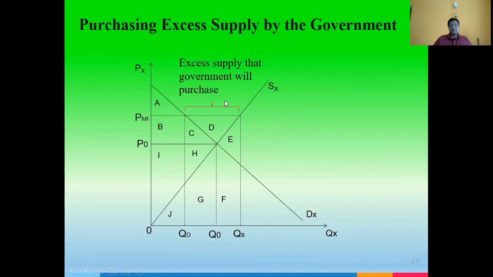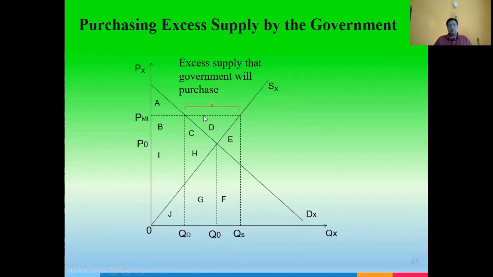When there is an excess supply in the market, there is a pressure on price to push downward. In order to prevent this push on price, government can purchase this excess supply. This is the amount of excess supply. If government purchases 1 unit, it has to pay the price of QD PMI. This is the minimum price for a unit.